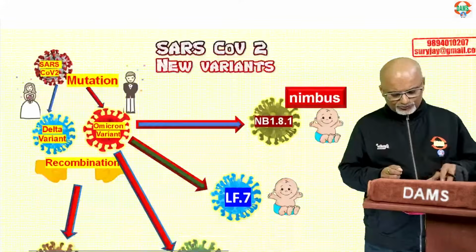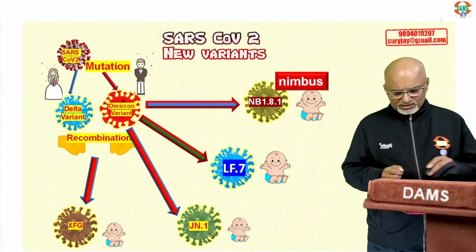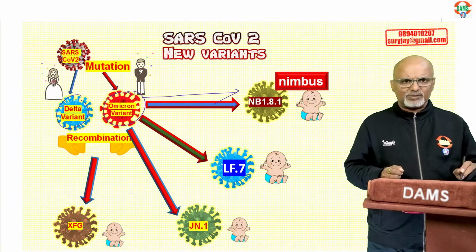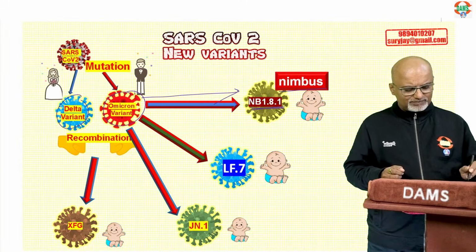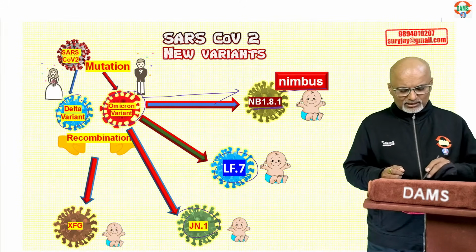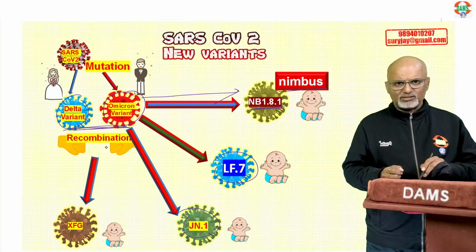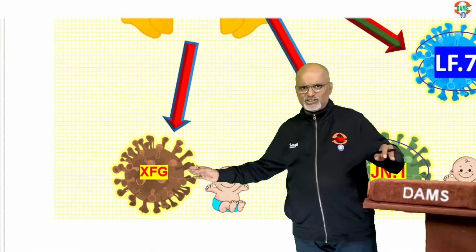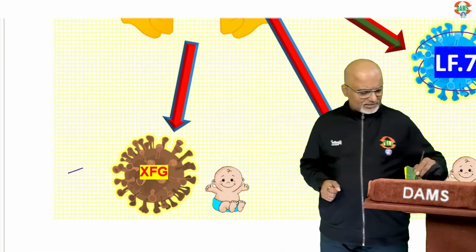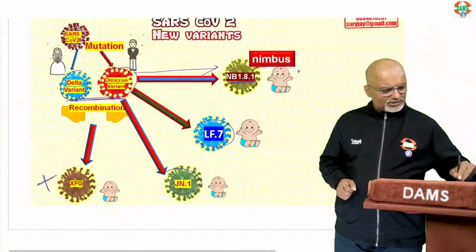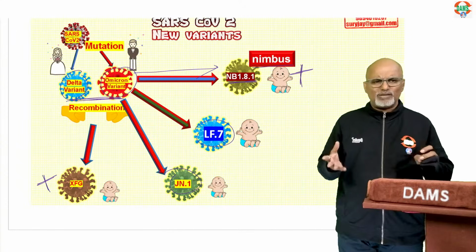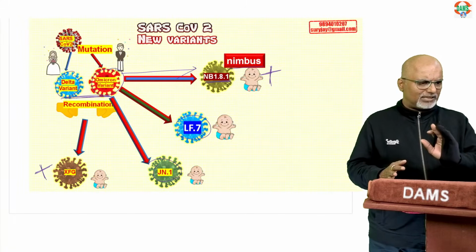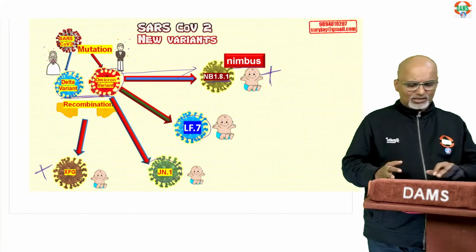See this picture. SARS new variants: one is Delta, one is Omicron. Omicron directly mutates to become NB.1.8.1, that is Nimbus, LF.7, JN.1. And Delta and Omicron recombine and give one called XFG. Currently in India, XFG and Nimbus are reported. These two are causing little outbreaks in June, but we will see what happens in the next 1 or 2 months. We'll wait and watch. This is the update now.